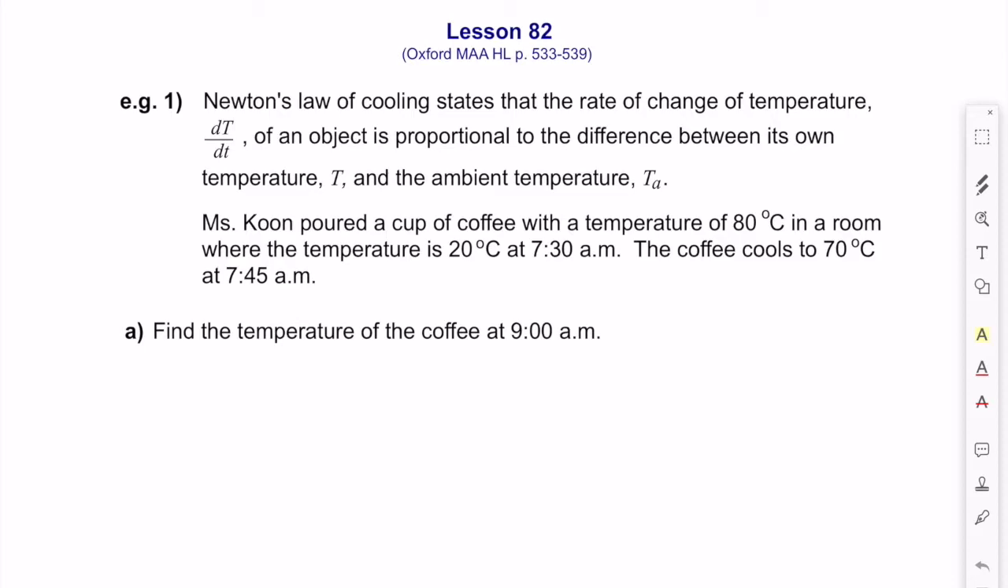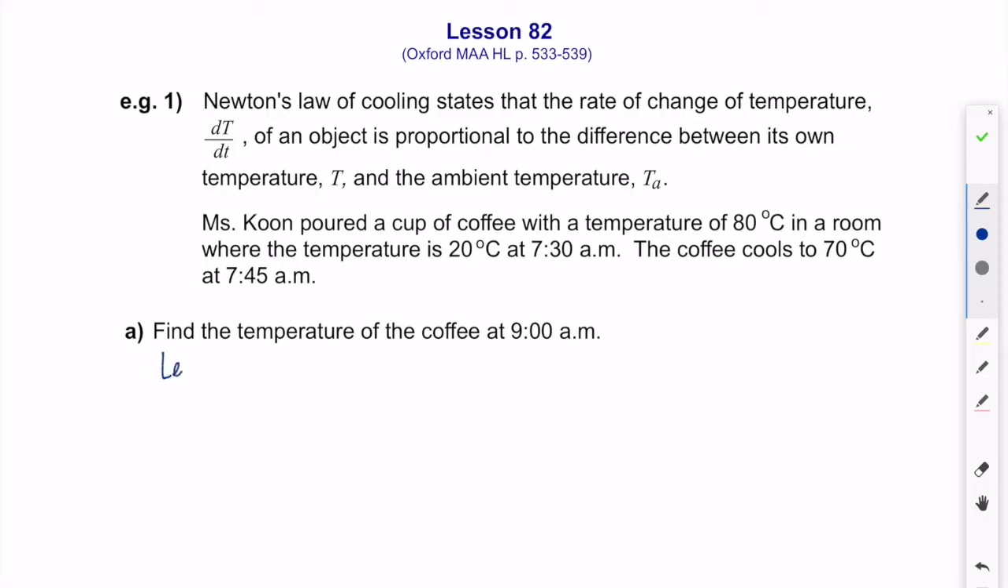Part A. Find the temperature of the coffee at 9 a.m. So we're going to estimate the temperature of this coffee at 9 a.m. by using a function of temperature with respect to time, so T of t. Since we know the relationship between the rate of change and the temperature gradient between the coffee and its surroundings, we can first set up our basic differential equation.